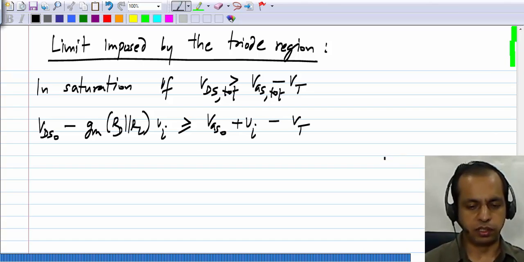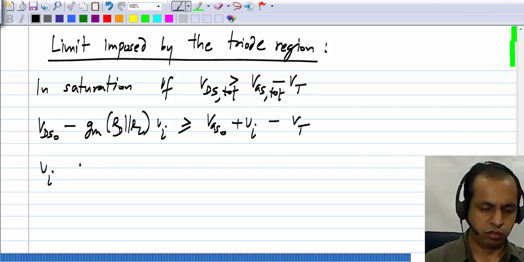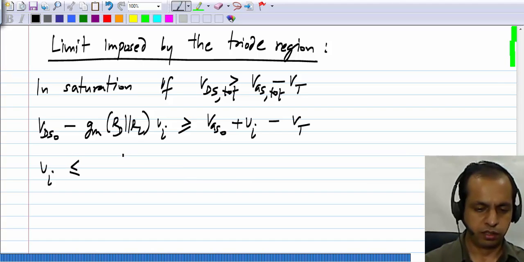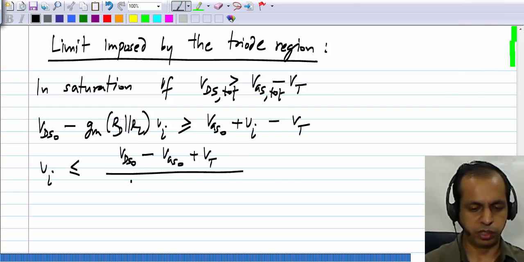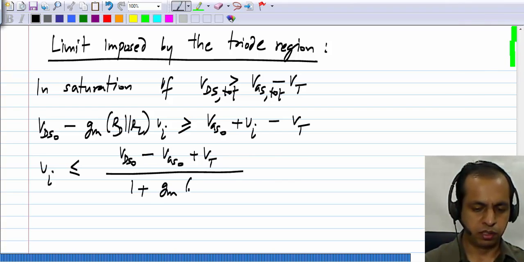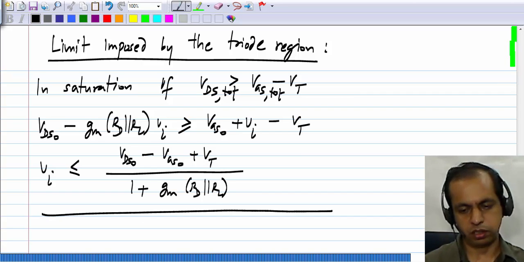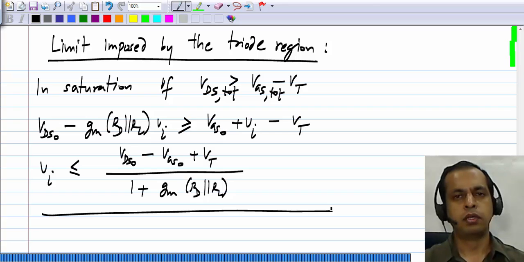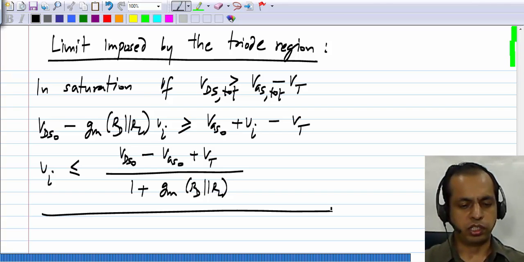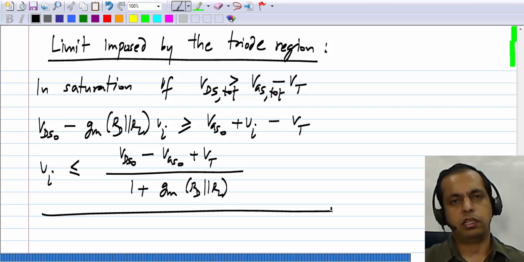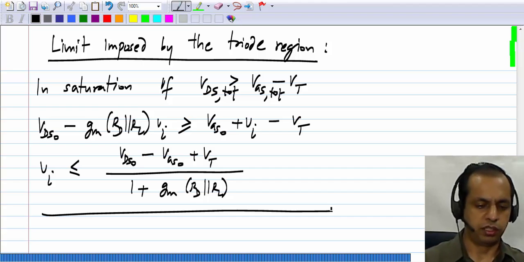By rearranging this inequality, we get Vi should be less than (VDS 0 minus VGS 0 plus VT) divided by (1 plus gm (RD parallel RL)). So this is the limit. As long as Vi is less than this, the transistor will be in saturation region.